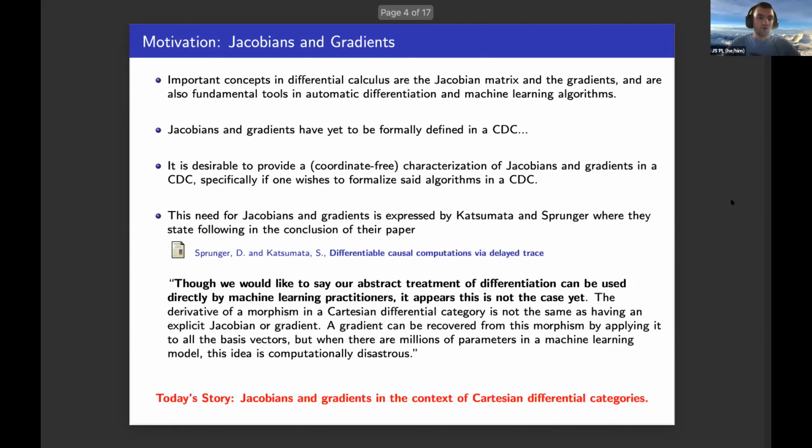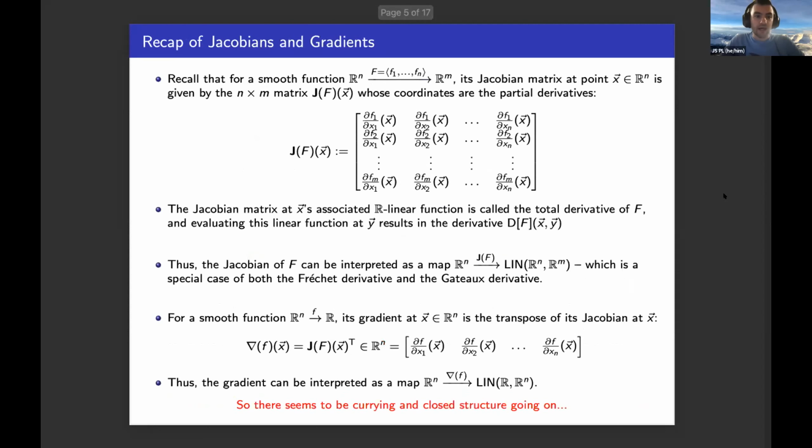So the goal of today's story is to show you how to do Jacobians and gradients in the context of a CDC. So just so we're on the same page, let me just recap what Jacobians and gradients are.